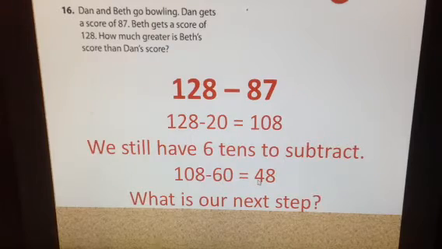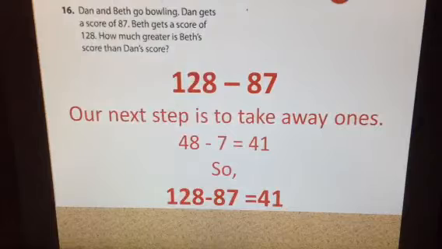What's our next step? Our next step is to take away ones. 48, that's the number we were left with after already doing some subtracting. 48 minus 7 is 41. So 128 minus 87 is 41. We know the final answer is 41.